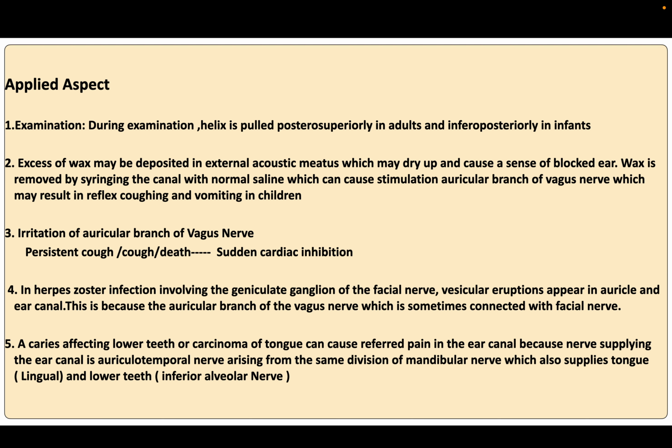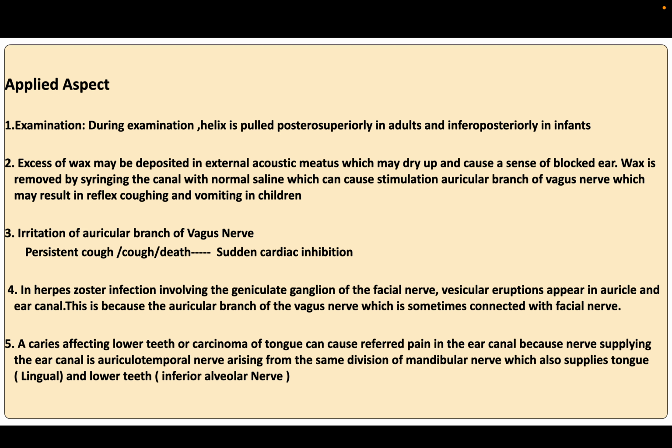Now, what is the clinical importance of this portion of the ear, that is, the external ear? During examination, the helix is pulled posterior-superiorly in adults and infero-posteriorly in case of infants. Then the second applied importance is that excess wax may be deposited in the external acoustic meatus, which may dry up and cause a sense of a blocked ear.